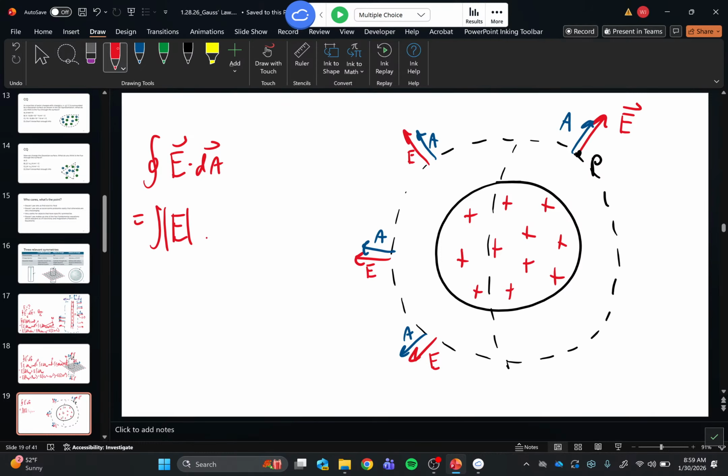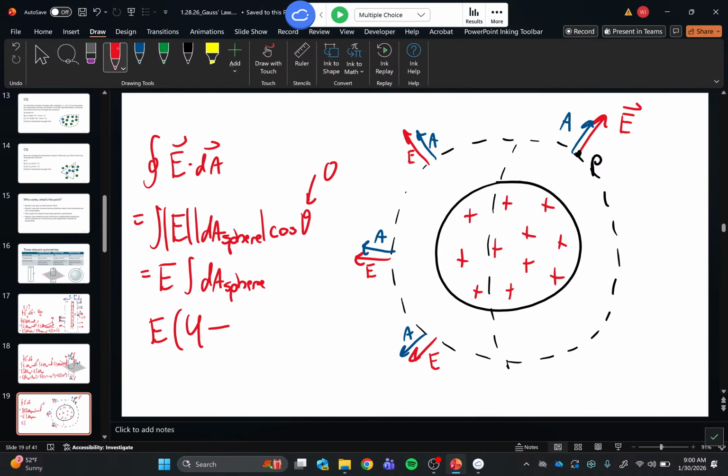We still haven't integrated yet. dA sphere times cosine of theta. And in this case, theta is going to be 0. E is a constant. So the area of a sphere is going to be 4 pi r squared. That's just the area of a sphere. These are things you're going to want to have memorized. It's useful. If you want the volume of a sphere, it's 4/3 pi r cubed. Another useful one. We're going to end up using that in some places.